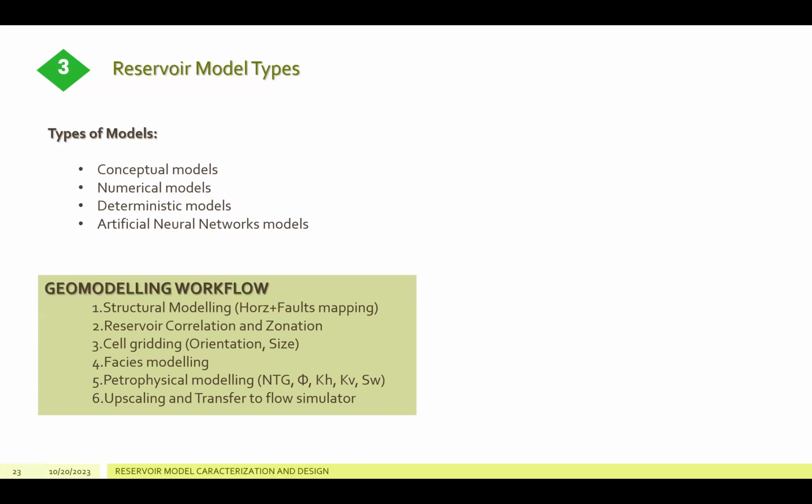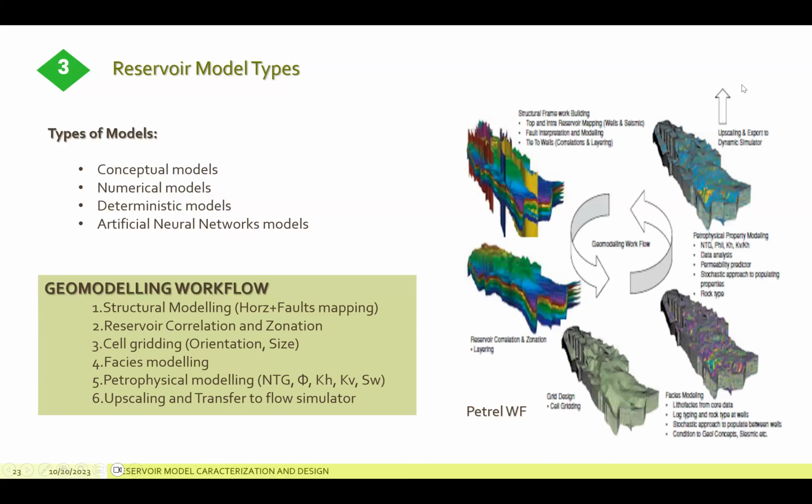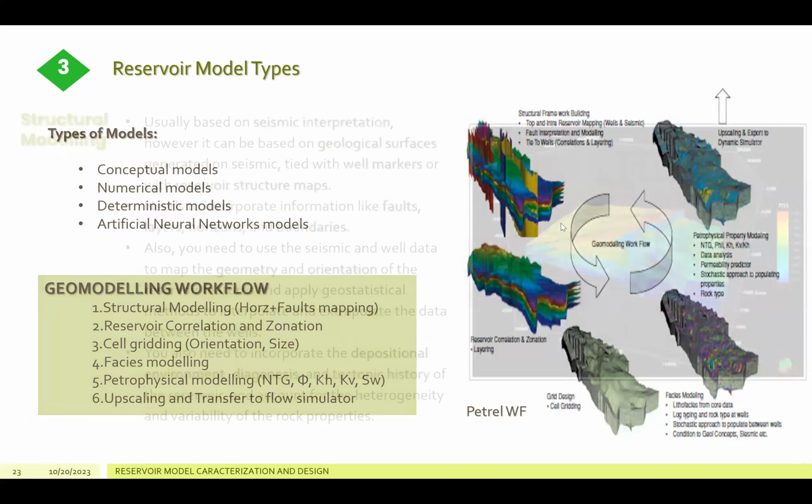This is your typical workflow. In Petrel, for example, you already know this picture, so I'm not going to spend too much time here, but this workflow can be adjusted to your project. It's not that you have to follow this exactly. You can adjust it. Probably you can include more things here and make more models, okay? For example, here you don't see rock type models, and you can include them.